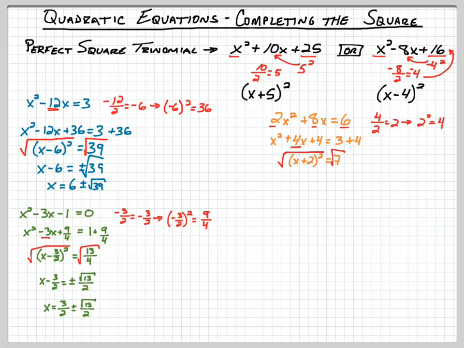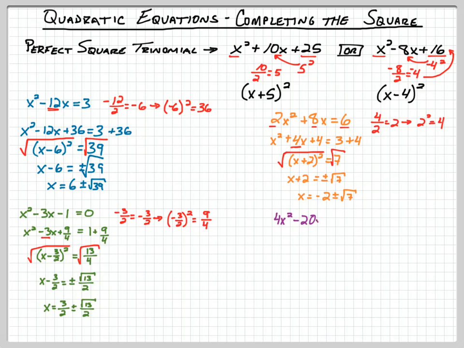Take the square root of both sides, so we get x plus 2 equals plus or minus square root of 7. Bring that 2 over to the other side, so we get negative 2 plus or minus square root of 7. So hopefully this process is getting a little bit easier. Hopefully you're recognizing some of the patterns here. Let's look at one last equation.